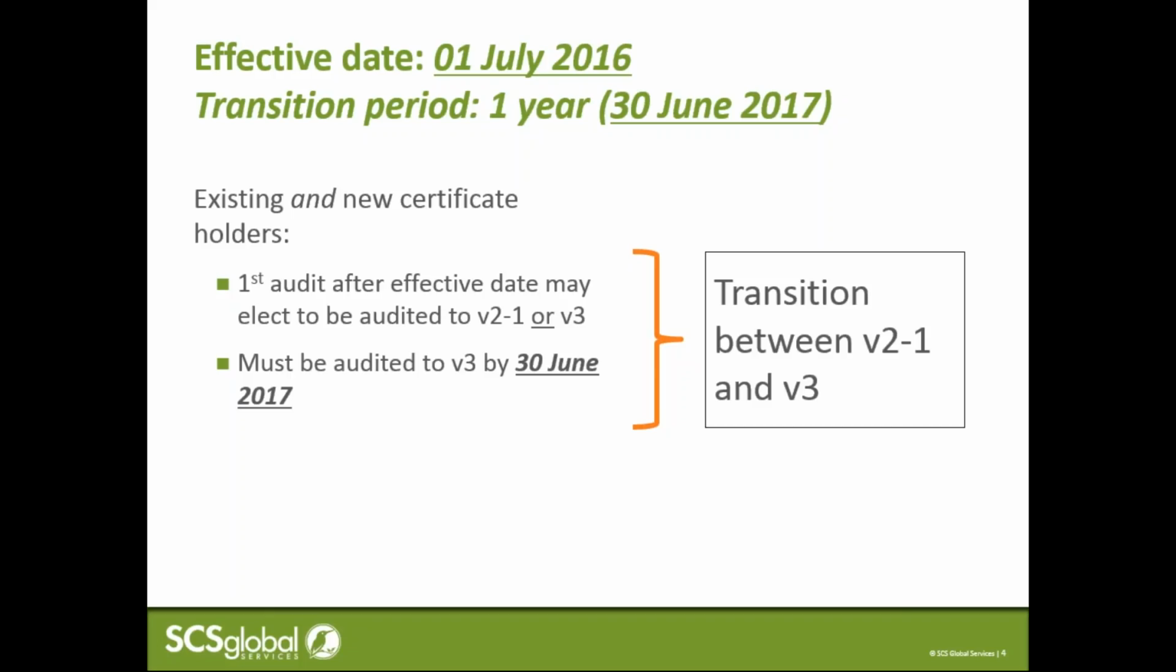So if your audit anniversary date is this December, you may either elect to be audited against version 2-1 in December or to be audited to version 3 for the first time. If you elect to be audited to version 2-1, then you will have to schedule an additional audit to version 3 before June 30th, 2017 in order to maintain your certificate in good standing.